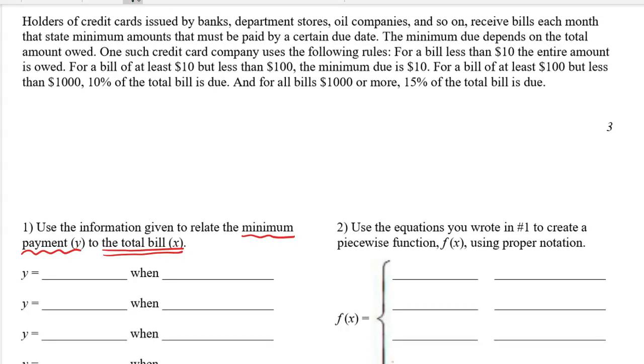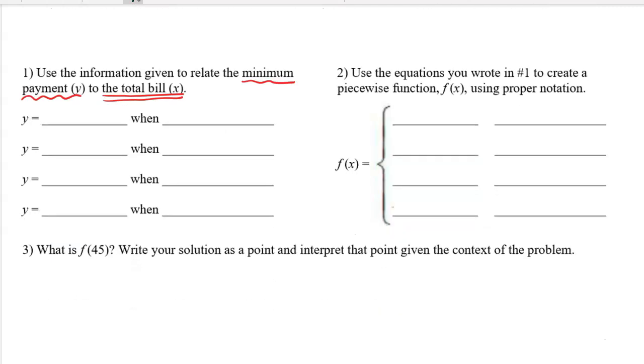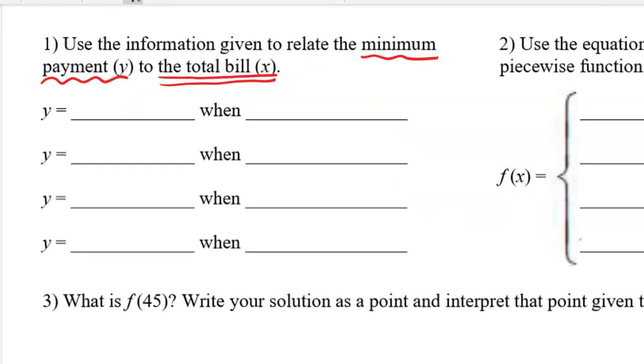I know this is on your next page, so we can just all look at the question here. It says the minimum due depends on how much we owe. So the first line says, if the bill is less than $10, the entire amount is due. So that means when we write it right here, X is the bill. How do we write when it's less than $10? The whole thing is due.